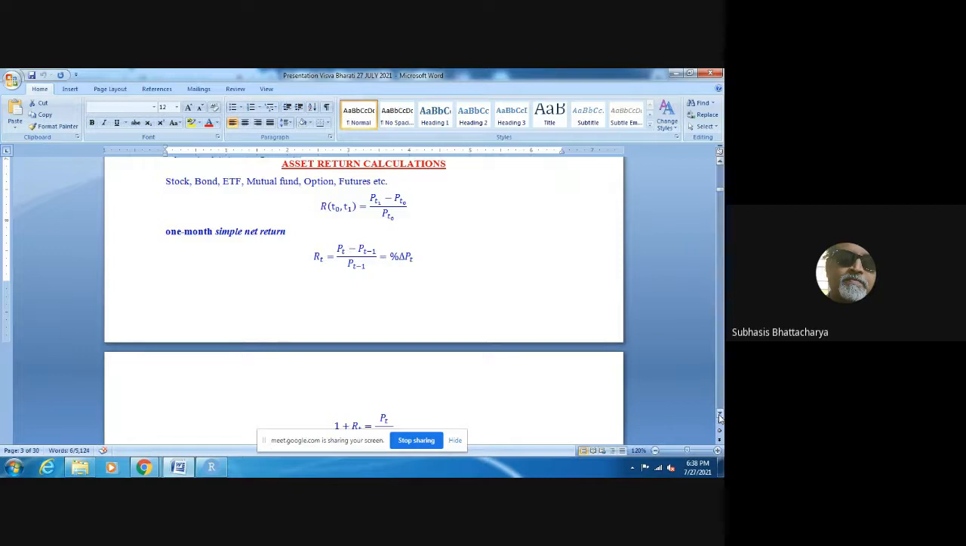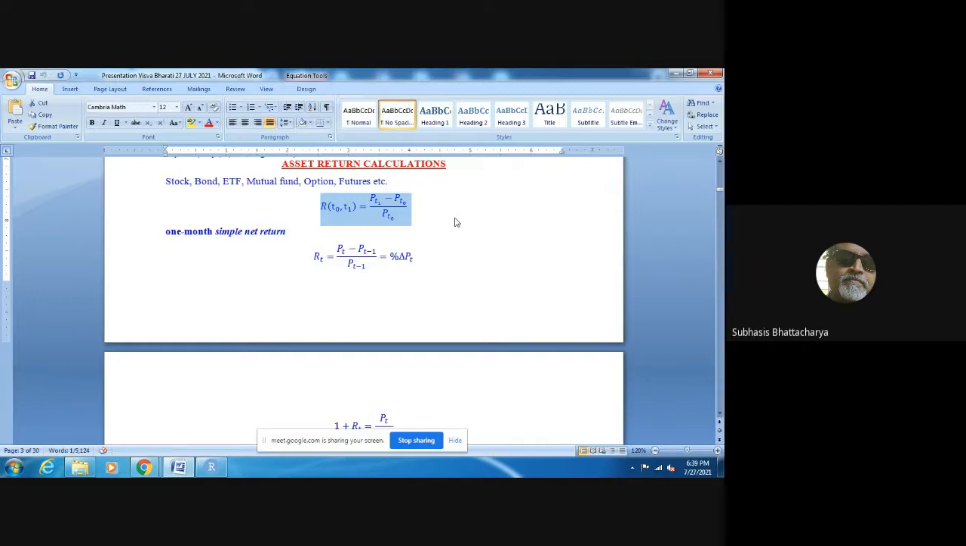And here we consider the purchasing of an asset. For example, assets are like stock, bond, ETF, mutual fund, options. At the time T0, the price is PT0, and selling the asset at the time T1, the price is PT1. So just simply consider this. And there are no intermediate cash flows. That is, we assume that there are no dividends between the period T0 and T1. And the rate of return over the period we can consider simply in this form, that is (PT1 minus PT0) divided by PT0.